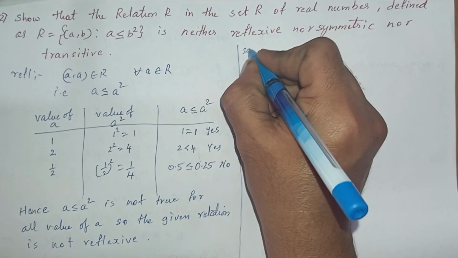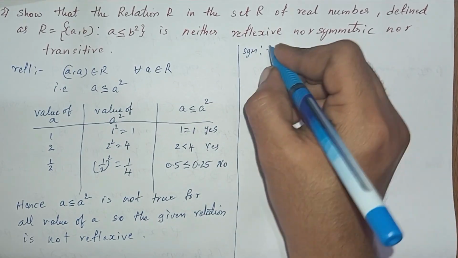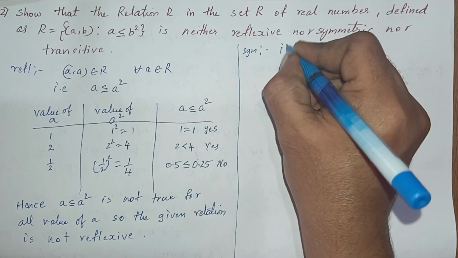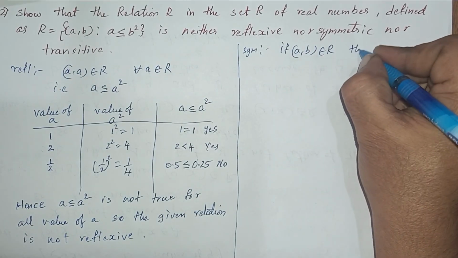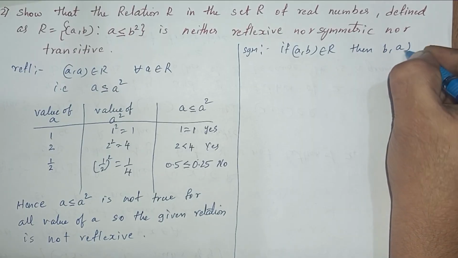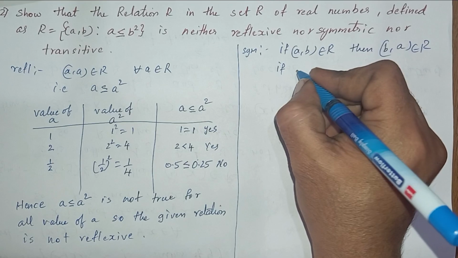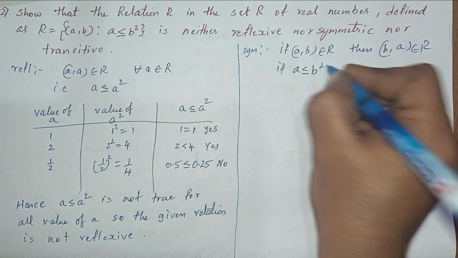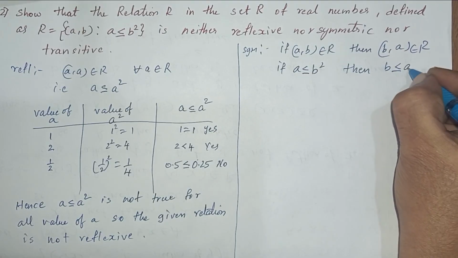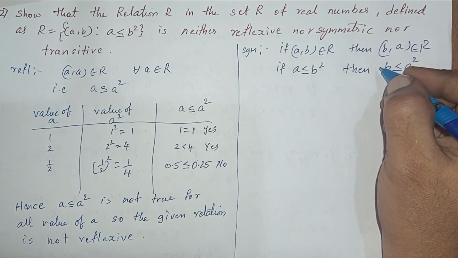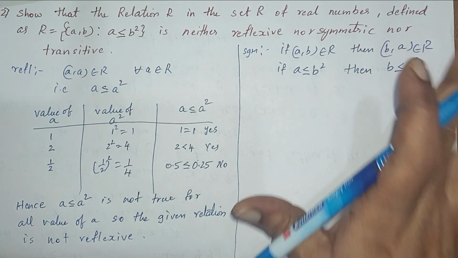Now we have to check for the symmetric. For symmetric, we say that if (a, b) belongs to R, then (b, a) should also belong to R. That means if a is less than or equal to b squared, then b is less than or equal to a squared. Both the conditions should be satisfied. So we'll take a few values and check whether this works or not.